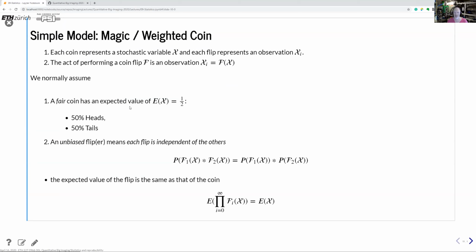In a fair coin, you would hope or expect the expectation of the variable to be a half. That means you should expect 50% heads and 50% tails. Also, if we have an unbiased flipper, that means that each flip is independent of the other. Then we can also say the collected probability is the same as the probabilities multiplied by each other. Finally, we should have the expected value of all the flips to be the same as the expected value of the sample itself. Then we have a fair coin.